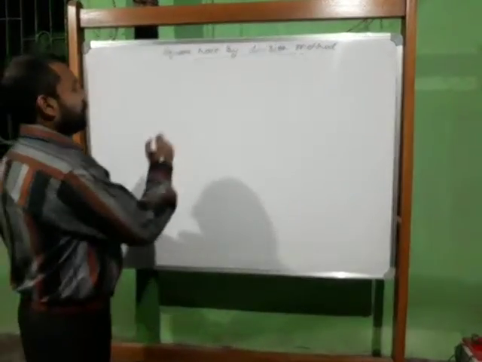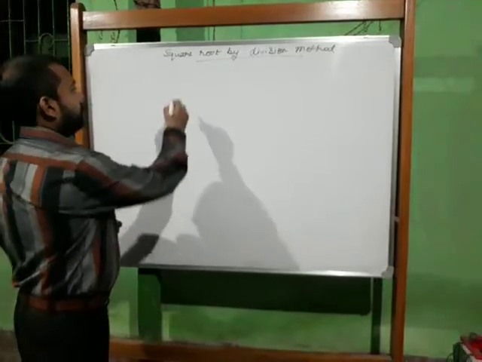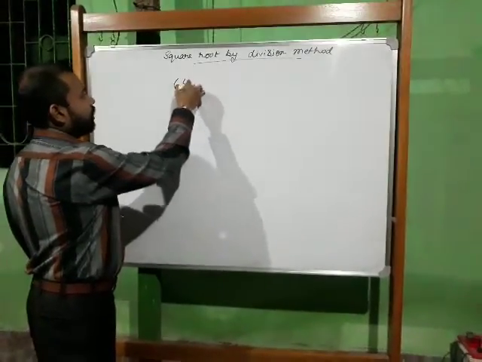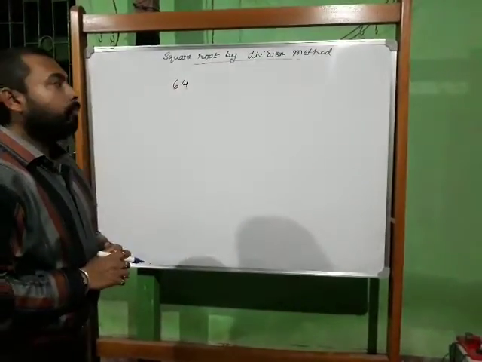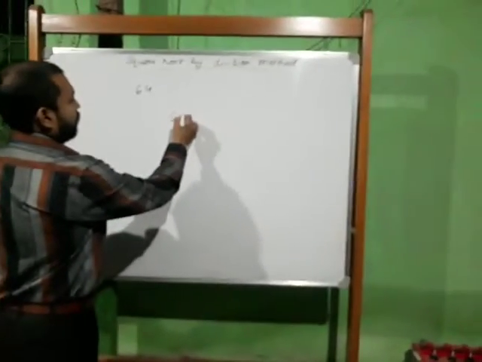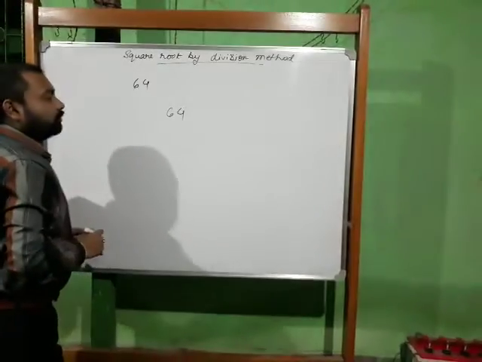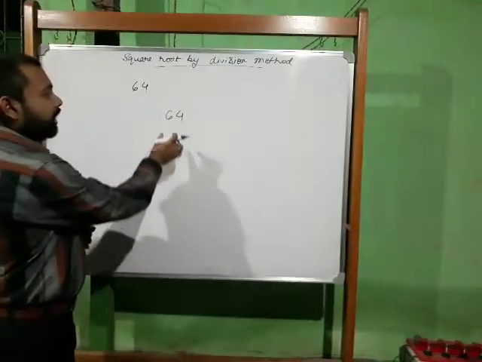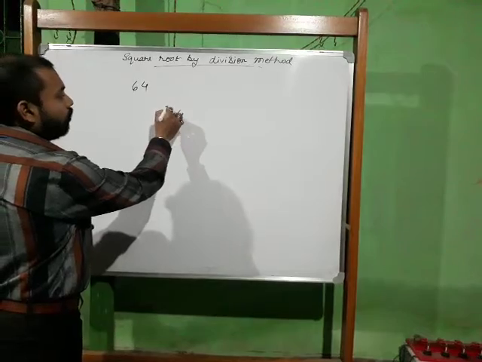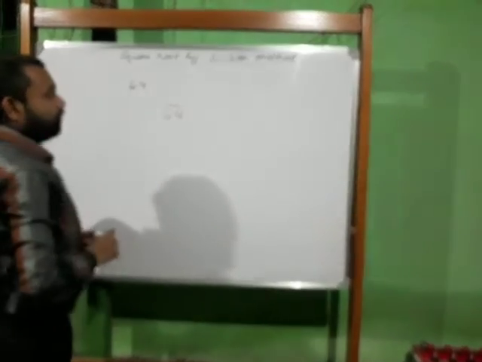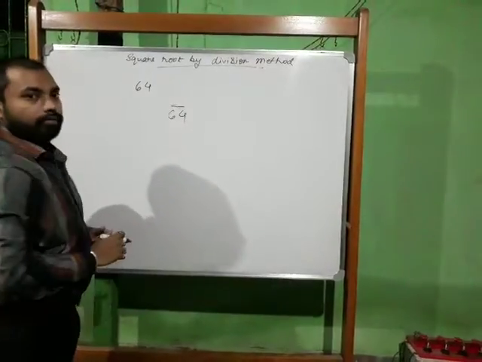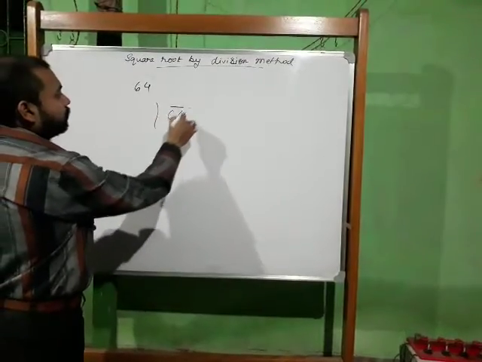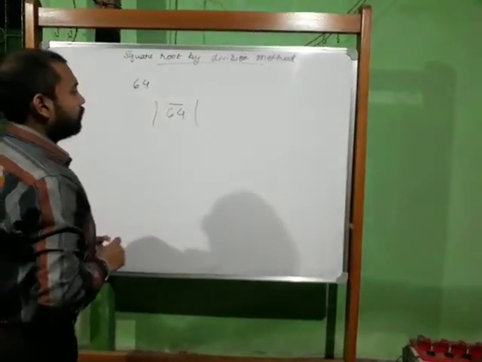So let us take some perfect square number, for example 64. We know that 64 is a perfect square number. Now at first, what we have to do is pair the number. Since there is only a two digit number, we make it one pair, so we give one bar symbol above. Now let us start the process.